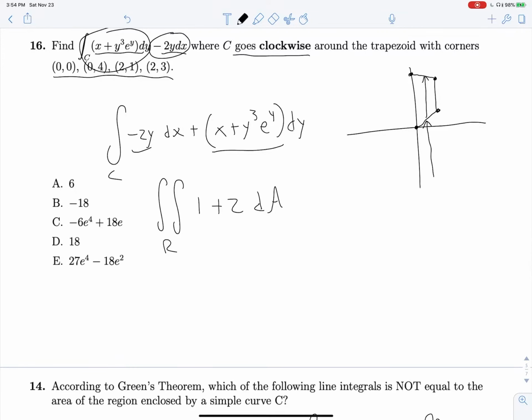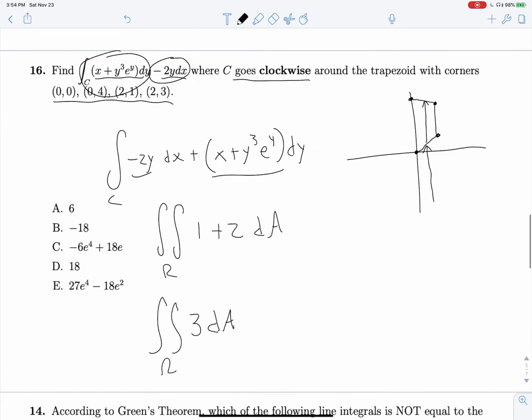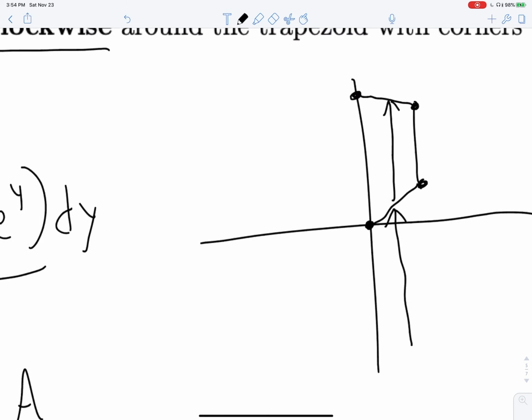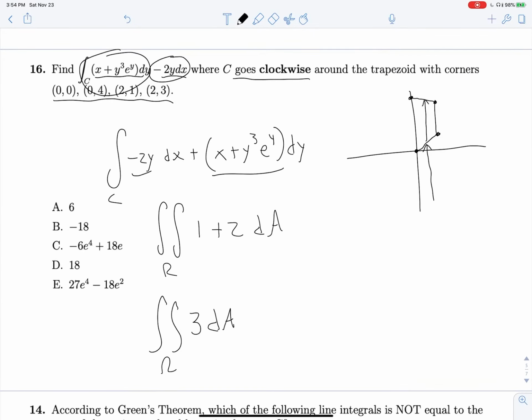So now we have the integral of r 3 dA, and we can actually find this integral manually. We don't have to go in and do all of that integration, even though it would only be a double integral. It's still interesting to figure this out. So we know that our points are (0, 0), (0, 4), (2, 1), and (2, 3).